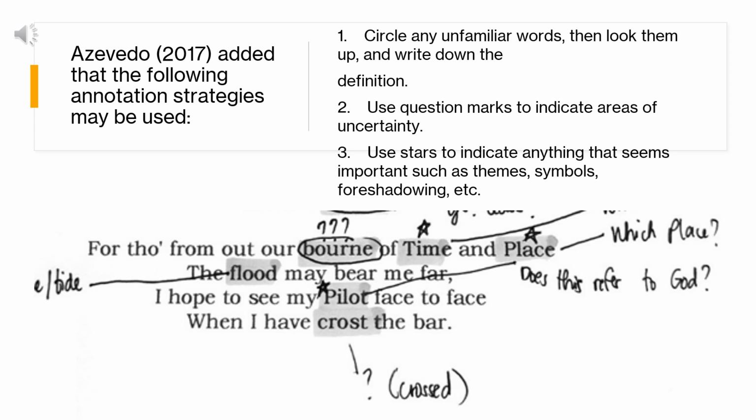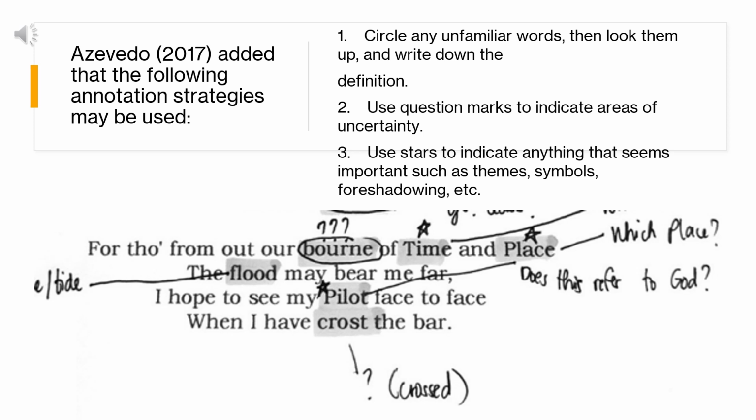So look at the word cross. It's C-R-O-S-T. Then you have the question mark, then inside open and close parentheses, "crossed." Because you became confused, bewildered or uncertain regarding the word cross, you use a question mark indicating that you are uncertain with the word crossed. Then number three, use stars to indicate anything that seems important, such as themes, symbols, foreshadowing, etc.